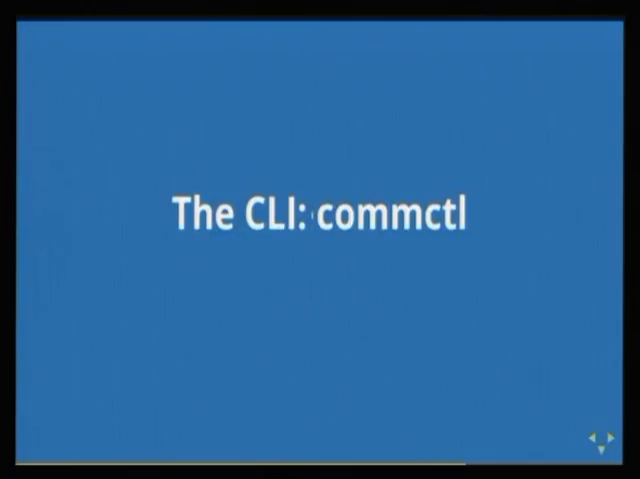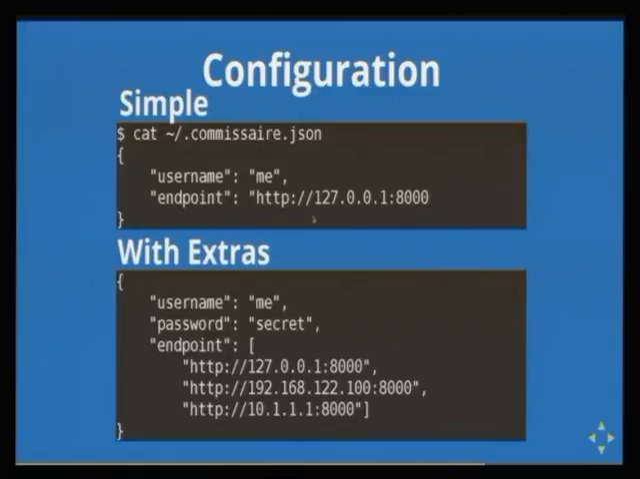Now, the command line that we use is called commctl, and it's based off of the kubectl idea. Now, granted, you could still use curl or a browser or something to access the REST interface, but commctl makes it a little bit easier just to do it as an operator on a system. So the configuration file is simple. Again, it's just JSON. If you don't have one, it'll prompt you for each of these things. But here we have, it's nice to have the username and the endpoint defined and leave the password out generally, so it's not just stored in a file.